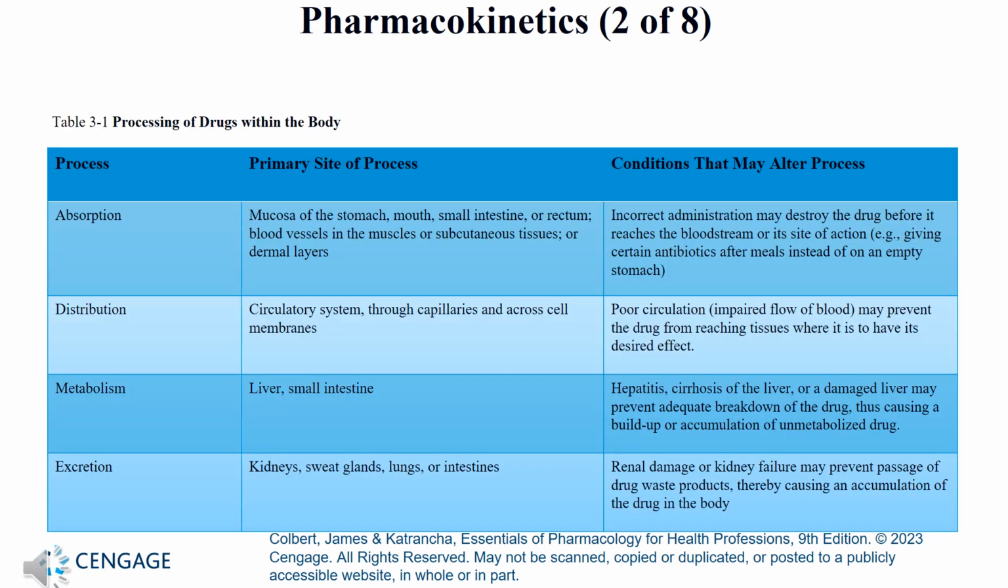We are looking at Table 3.1, processing of drugs within the body. Absorption: the primary site of the process is the mucosa of the stomach, the mouth, small intestines, or the rectum, as well as blood vessels in the muscles or the subcutaneous tissues and the dermal layers. The conditions that may alter the process: incorrect administration may destroy the drug before it reaches the bloodstream or its site of action, like, for instance, giving certain antibiotics after meals instead of on an empty stomach. Distribution refers to your circulatory system through capillaries and across the cell membranes.